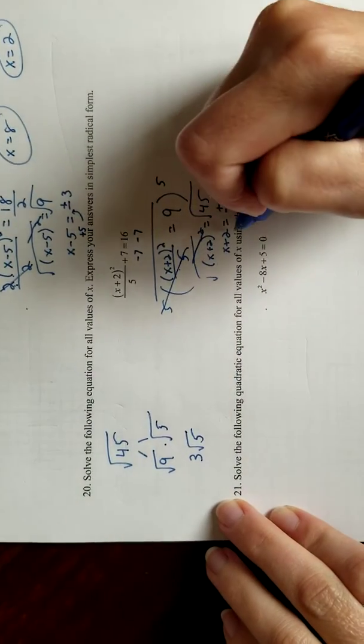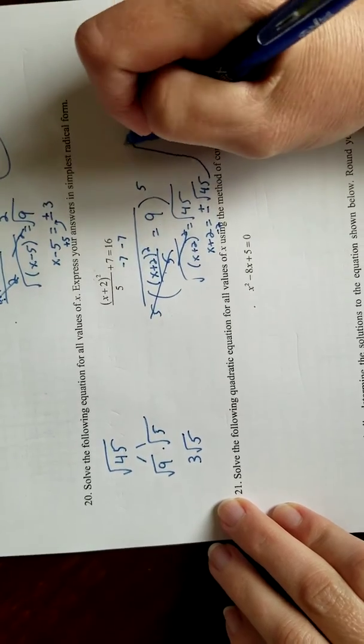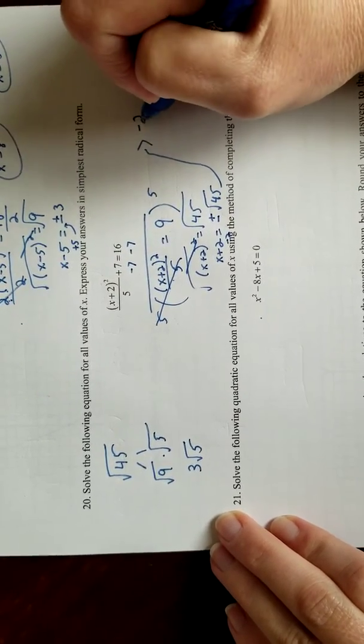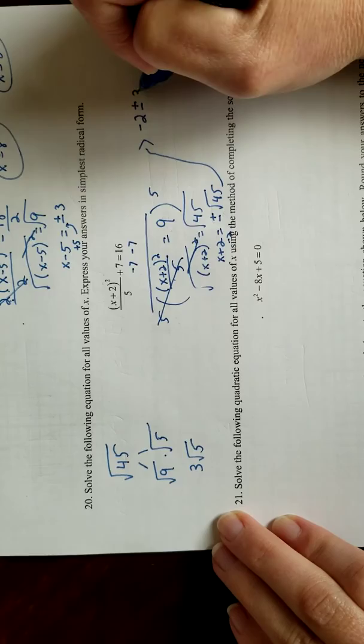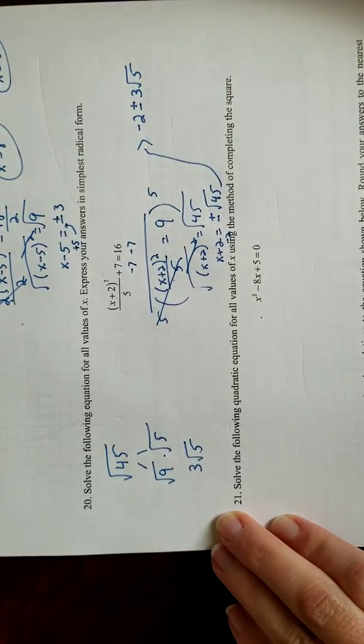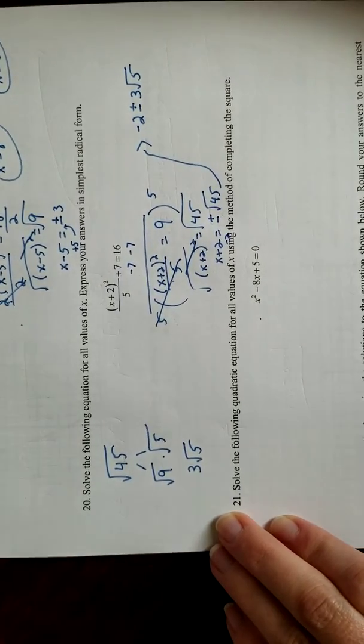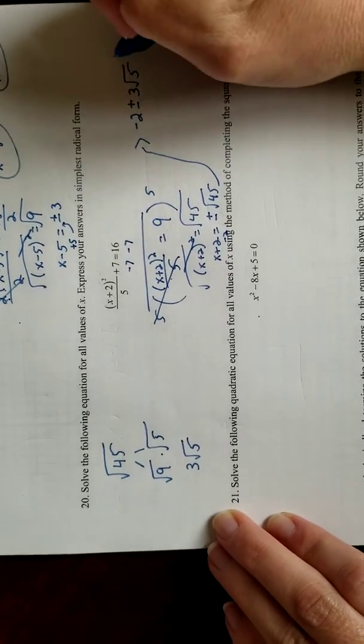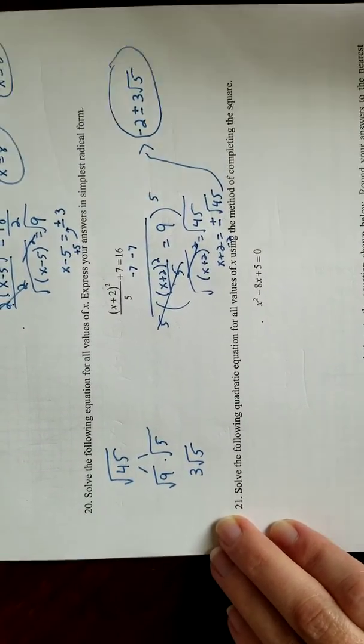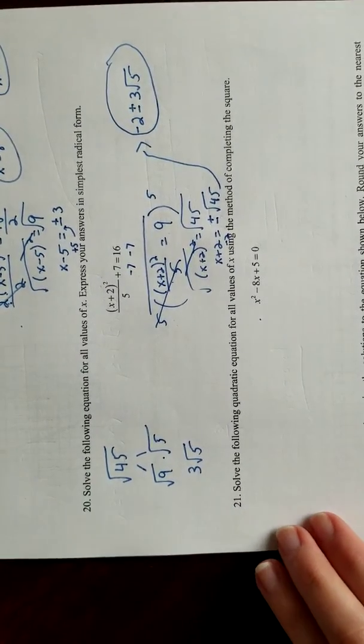Take that back over here, subtract 2. So I've got negative 2 plus or minus 3 square root of 5. You could leave it like that. You could break it apart, but that does give you your 2 solutions in the simplest radical form.